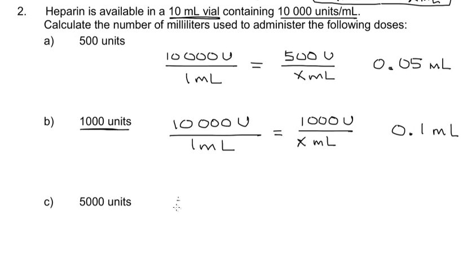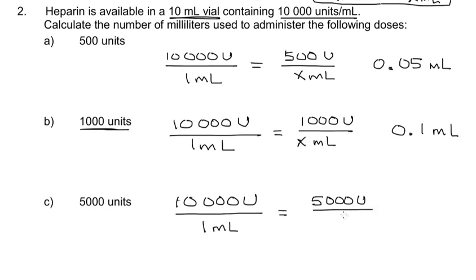5,000 units. Start with the strength. The label for our heparin says 10,000 units per milliliter. We're supposed to get 5,000 units into our patient. How many milliliters does that require? Remember, always units line up with units, milliliters line up with milliliters. You can get in trouble very rapidly if you don't have your units lined up. 1 times 5,000 divided by 10,000 gives us, we're now administering 0.5 mils.